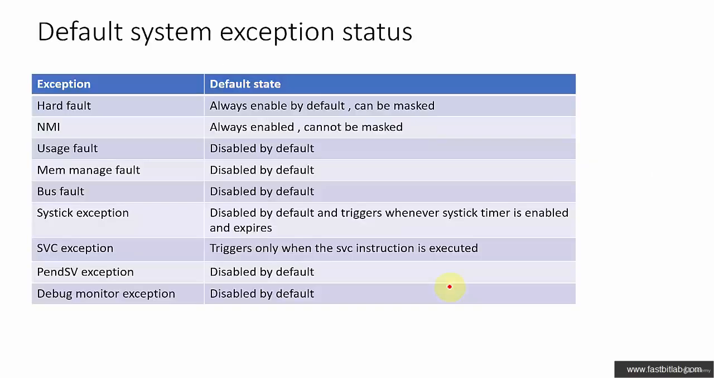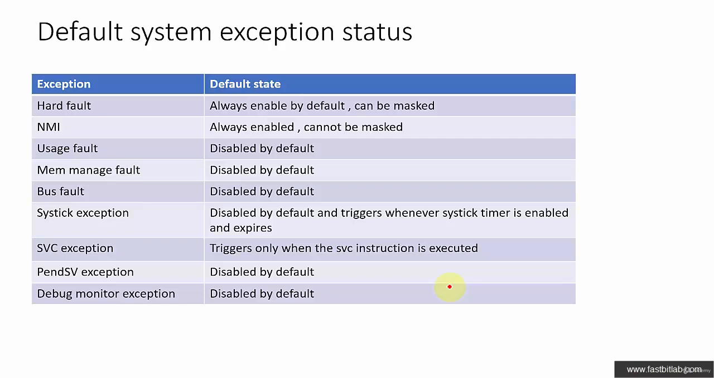Actually, we have 15 system exceptions, but some are not implemented. They are reserved. In total, we have 9 system exceptions, from hard fault to debug monitor exception, in which hard fault is always enabled. You can't mask it; by default it is always enabled. For NMI, you need not enable anything. It is always enabled, and you can't mask it. Whereas usage fault, memmanage fault, bus fault, SysTick, SVC, PendSV, and debug monitor, all these exceptions are disabled by default.